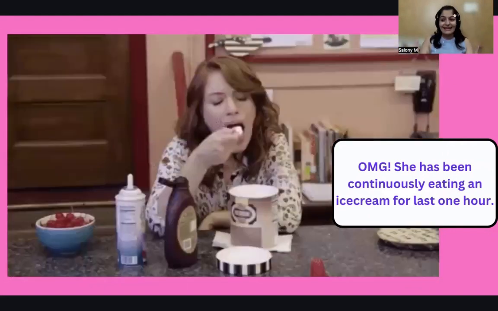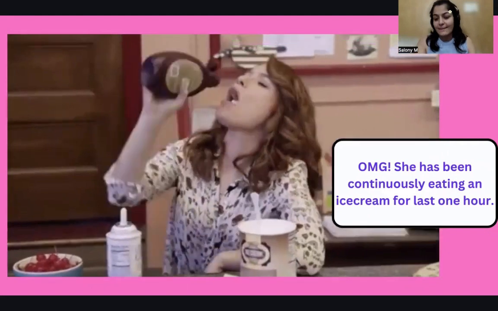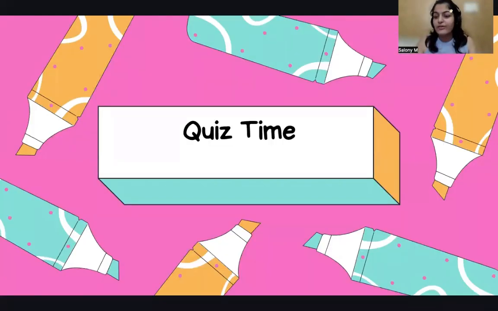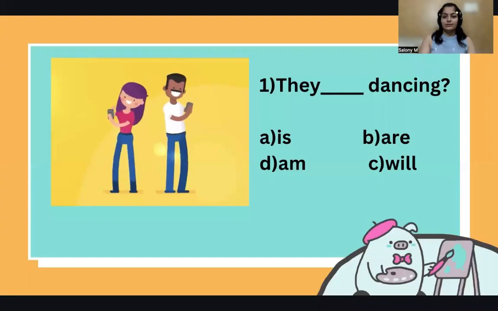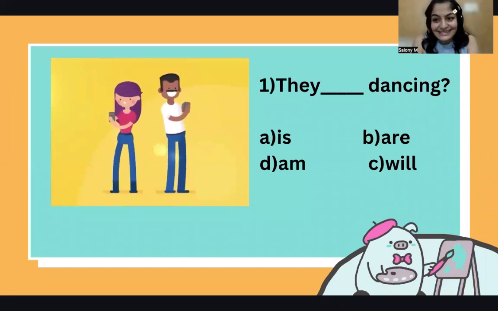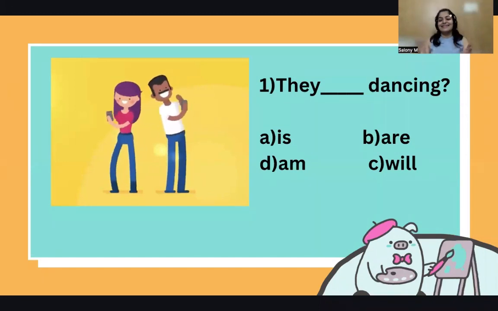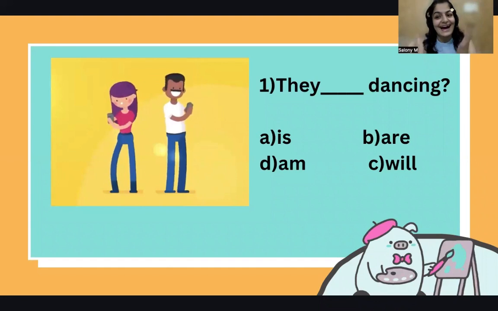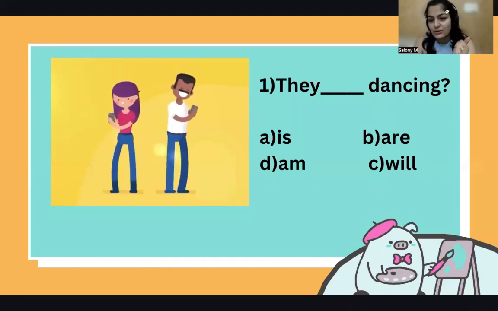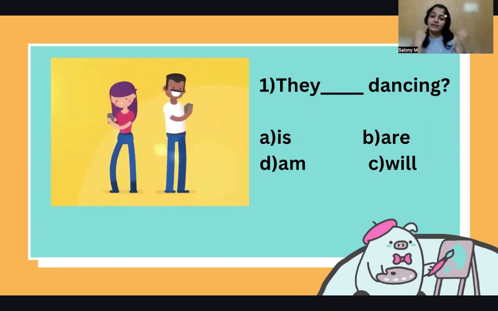Now let's take a quiz. Let's check how much you got from this video. So, what are they doing? I revealed the answer, right? They are dancing. Here we have used present continuous, something that they are doing right now.